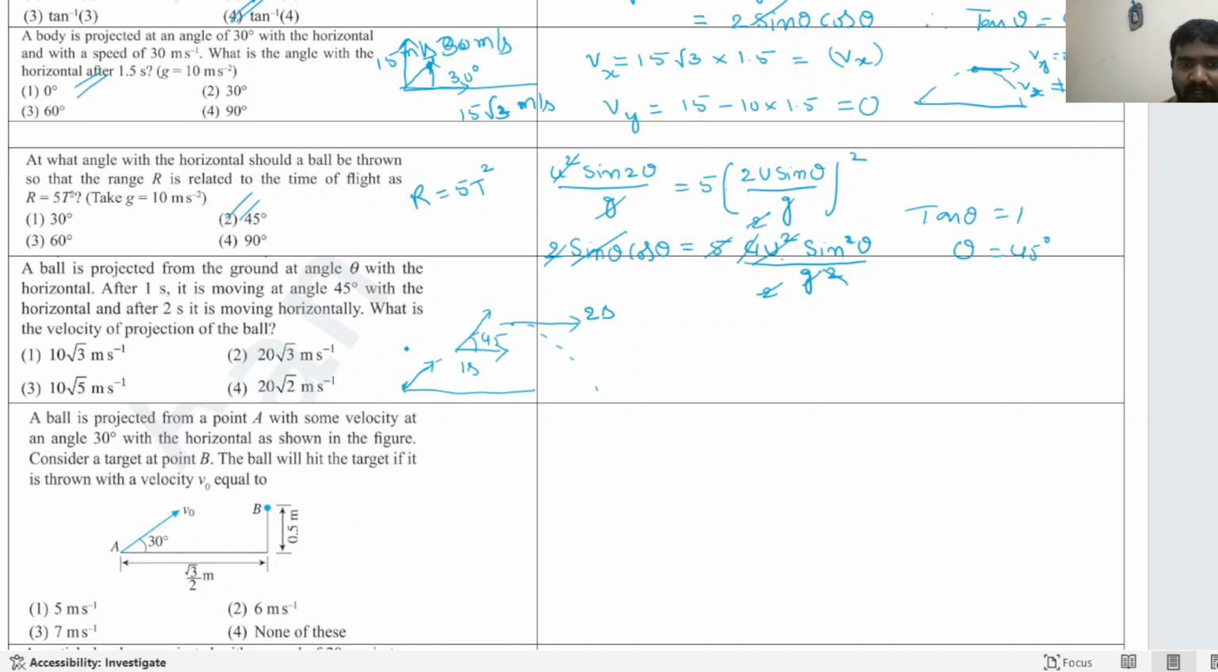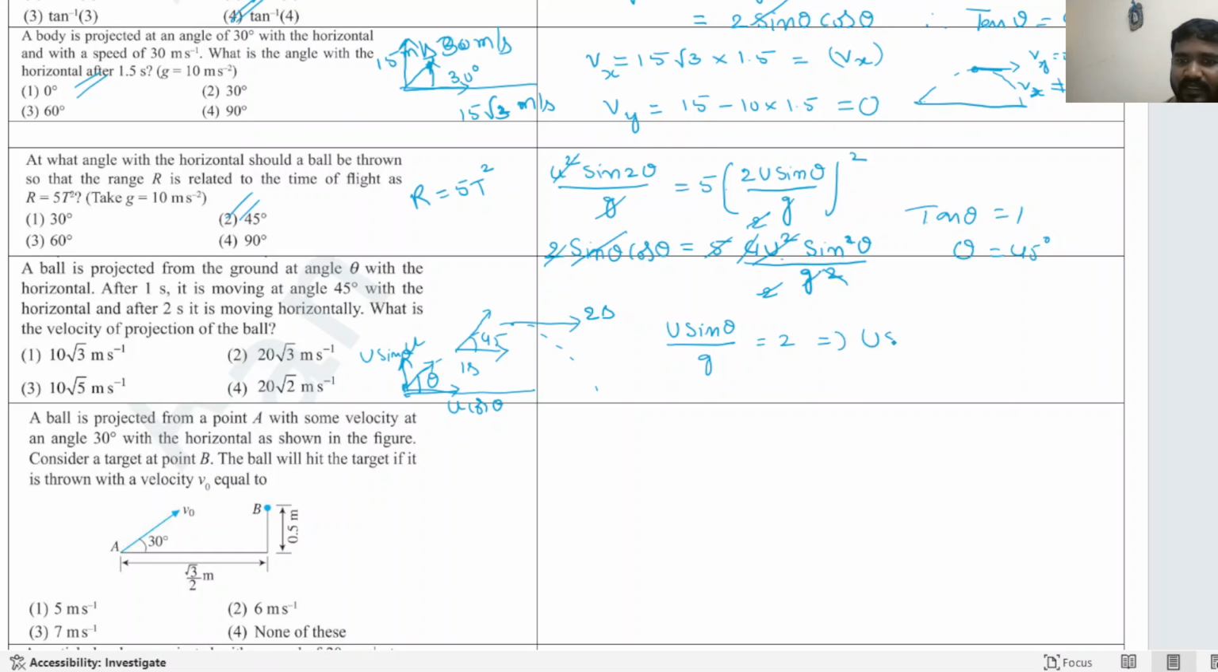Now take the initial velocity as u, making an angle theta with the horizontal. Then u cos theta is along the horizontal and u sin theta is along the vertical. Now the time to reach maximum height is 2 seconds. That is, u sin theta divided by g equals 2 seconds.